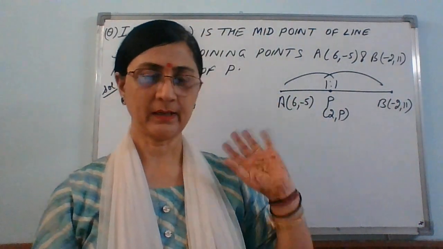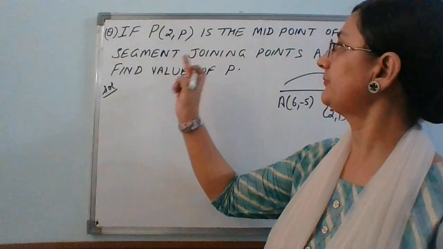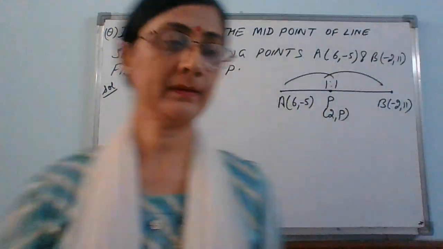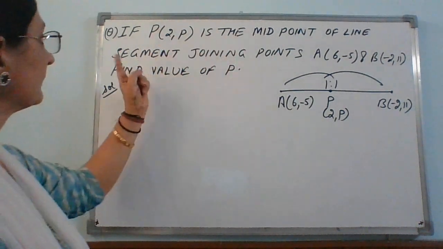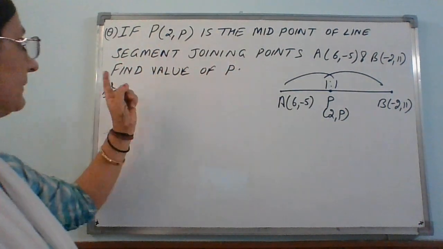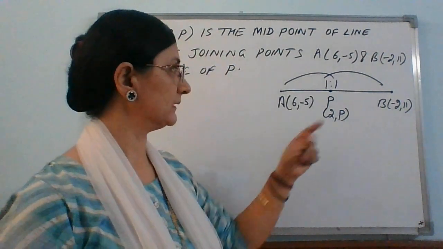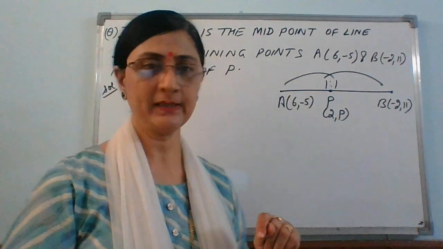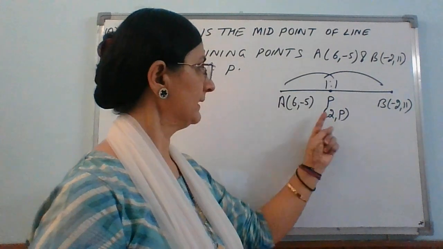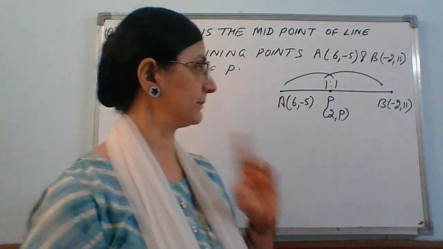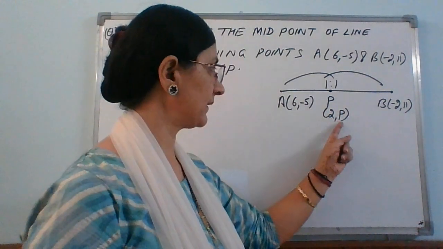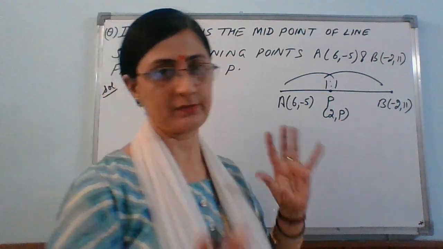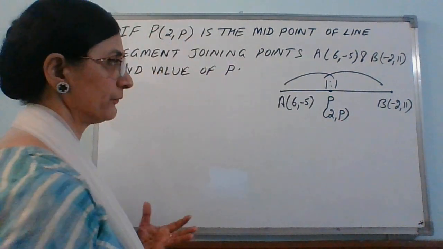Okay, students, now I have written one more question here. If P(2, p) is the midpoint of the line segment joining the points A and B, find the value of p. Now here P is a midpoint, right? Midpoint means the ratio will be 1 ratio 1. We have the corner points A and B. So we have the point P(2, p), but we have to find this value of p, which is a y coordinate, right? So we'll be applying the section formula here.